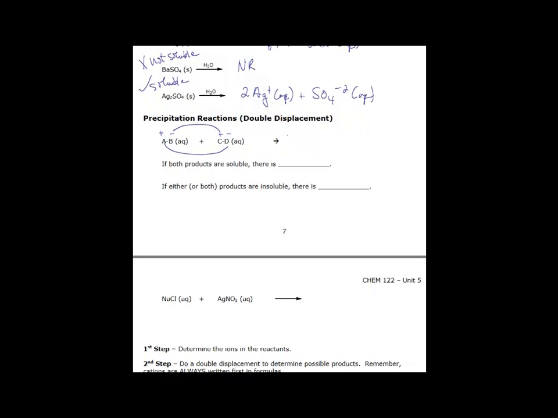So my products, or my new couples, will be A, B, and be careful on this one. Remember that cations are always written first, so it's not going to be BC, but instead CB.